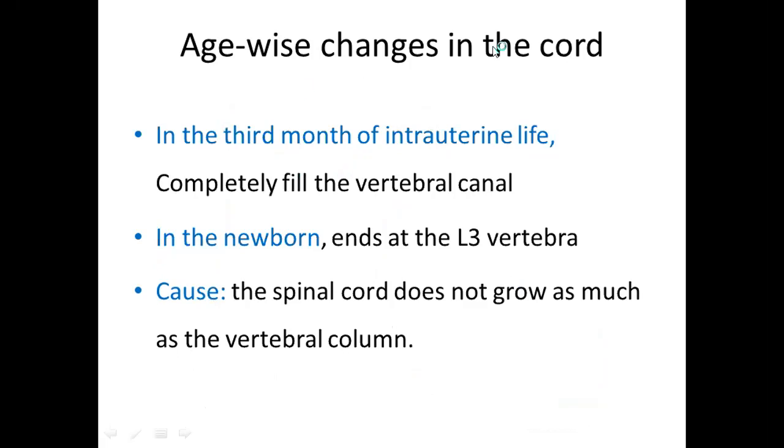Age-wise changes in the spinal cord are very important. In the third month of intrauterine life, it completely fills the vertebral canal. In the newborn, it ends at the third lumbar vertebra. This is because the spinal cord doesn't grow as much as the vertebral column; the vertebral column has a faster rate of growth. In adult life, the spinal cord ends at the lower border of the first lumbar vertebra.